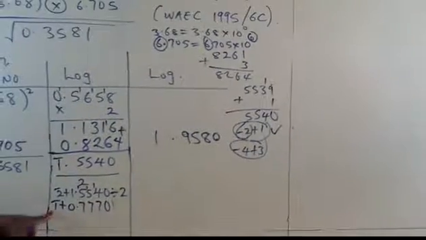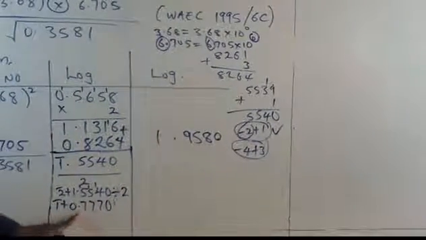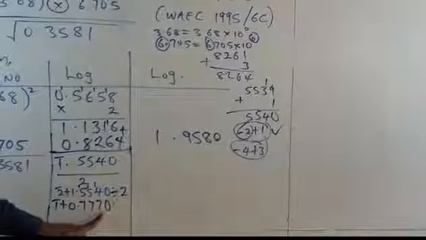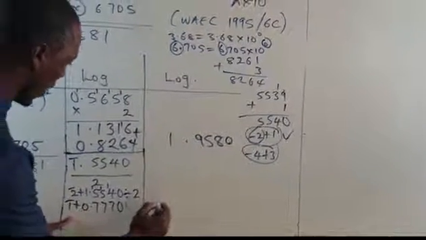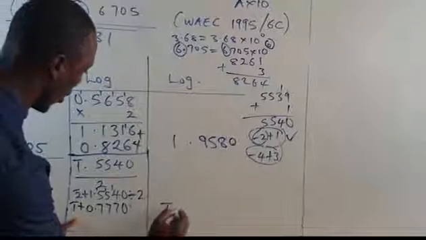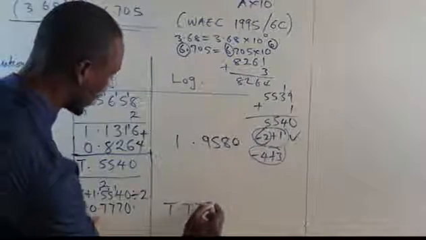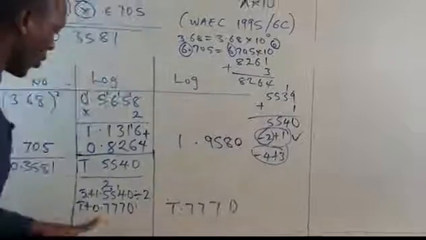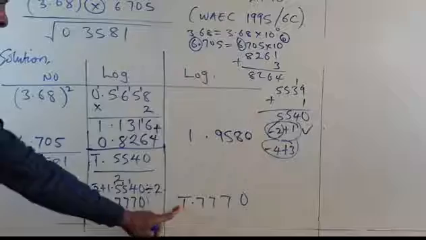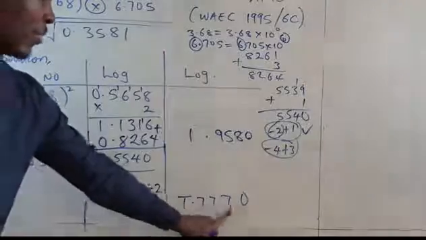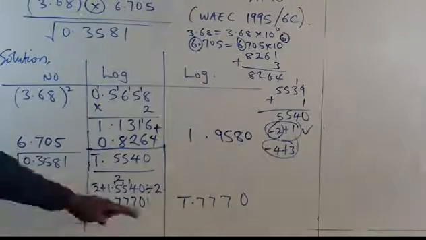So minus 1, which is bar 1, plus 0.7770 is also known as bar 1.7770, because minus 1 plus 0 is minus 1. That's why we have bar 1.7770. So we are done with the denominator.